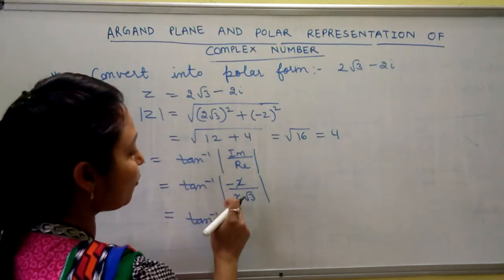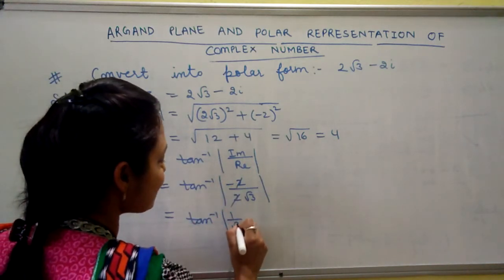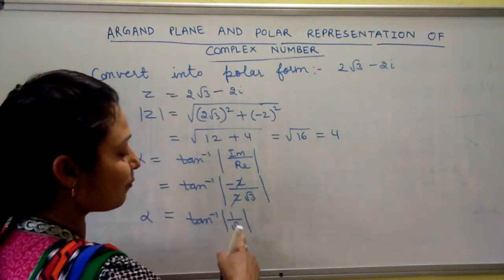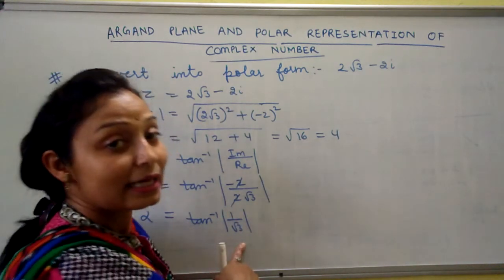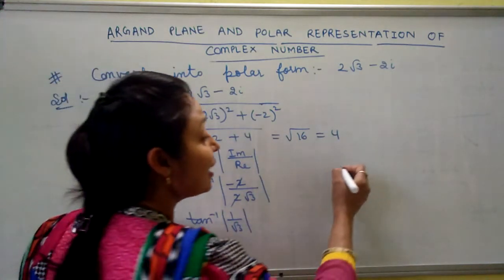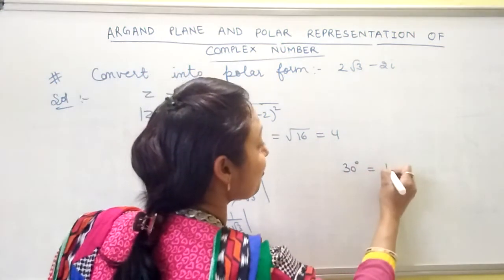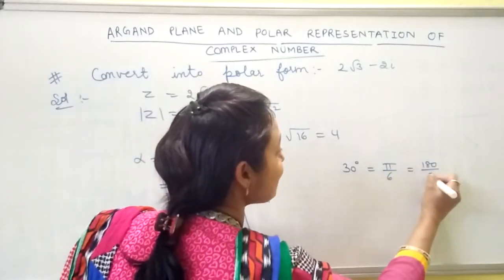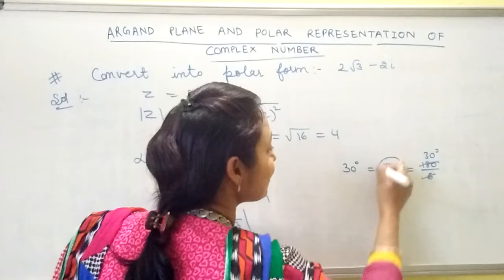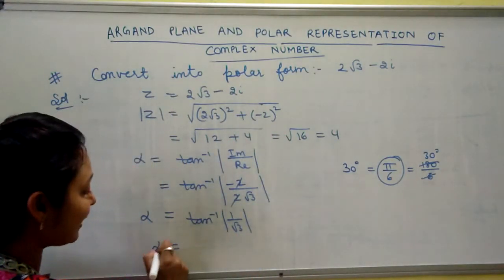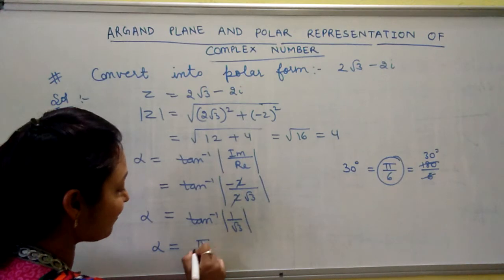The modulus converts the negative value into the positive one. So here tan's value is 1 by root 3, that is at 30 degrees, not 60. How can we convert 30 into pi by 6? Pi means 180 divided by 6, that is equal to 30. So we will choose this value to write the angle, that is pi by 6.